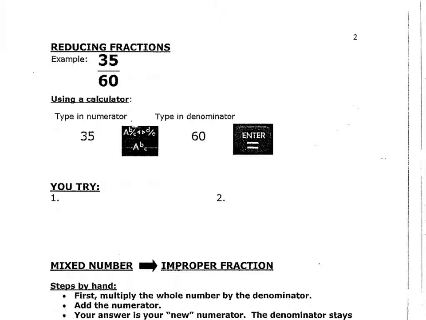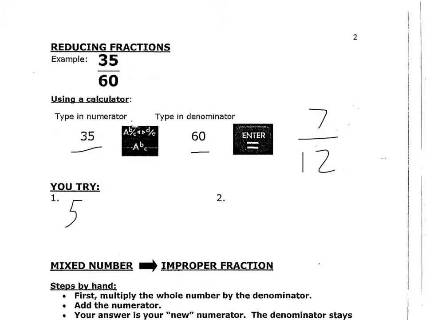So what you want to type in, go ahead and type in 35, and then you want to find that button that says A, B over C. So push 35, the A B/C button, and then 60. Go ahead and enter that, and what should come out is 7 over 12. So that's just an easy way that you can get fractions and reduce them in your calculator.